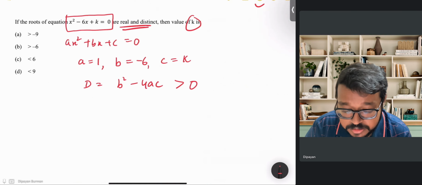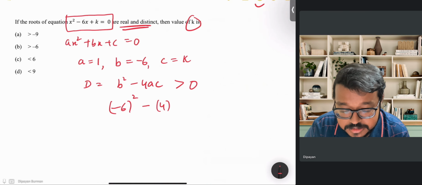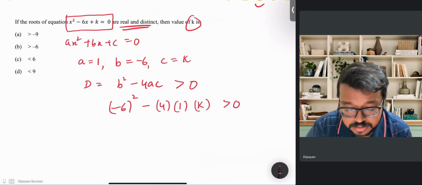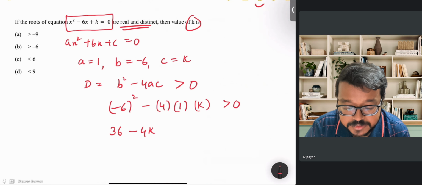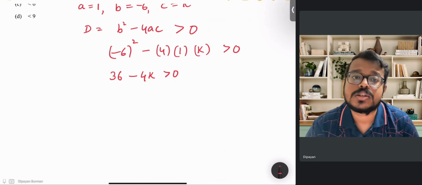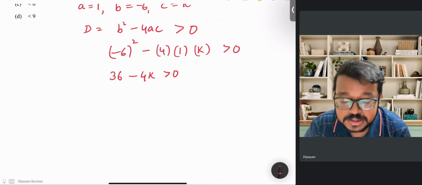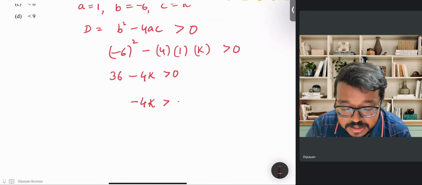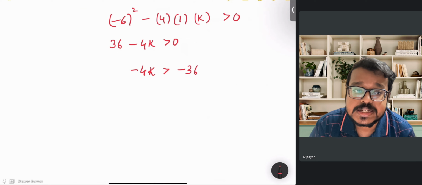So if we substitute the values, minus 6 square minus 4 into 1 into k has to be greater than 0. So this is 36 minus 4k greater than 0. Now I can solve this inequation in a couple of ways. For example, let me move the 36 to the other side. So minus 4k will be greater than minus 36.